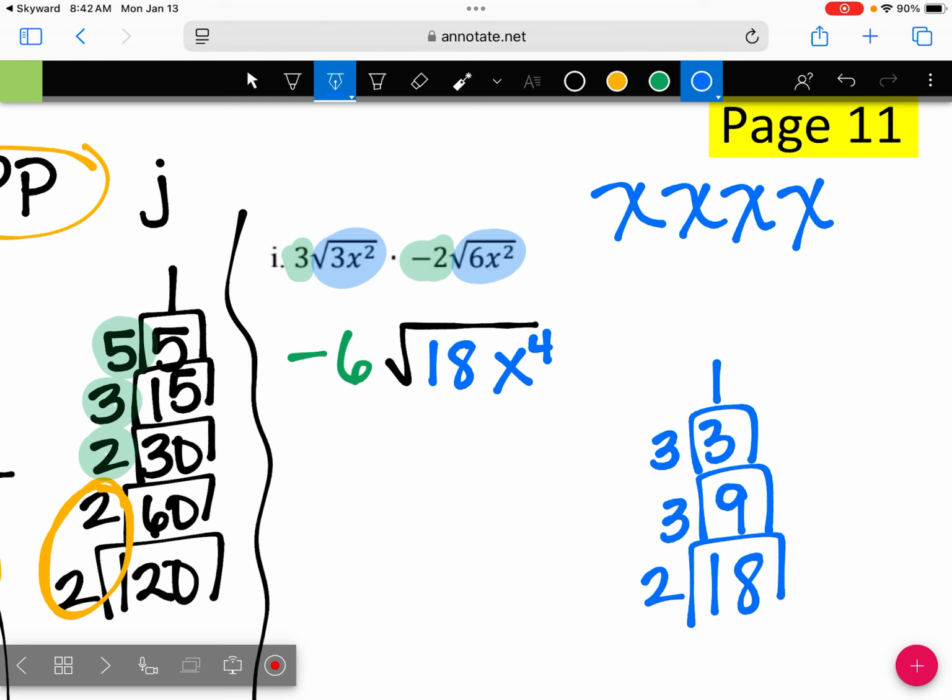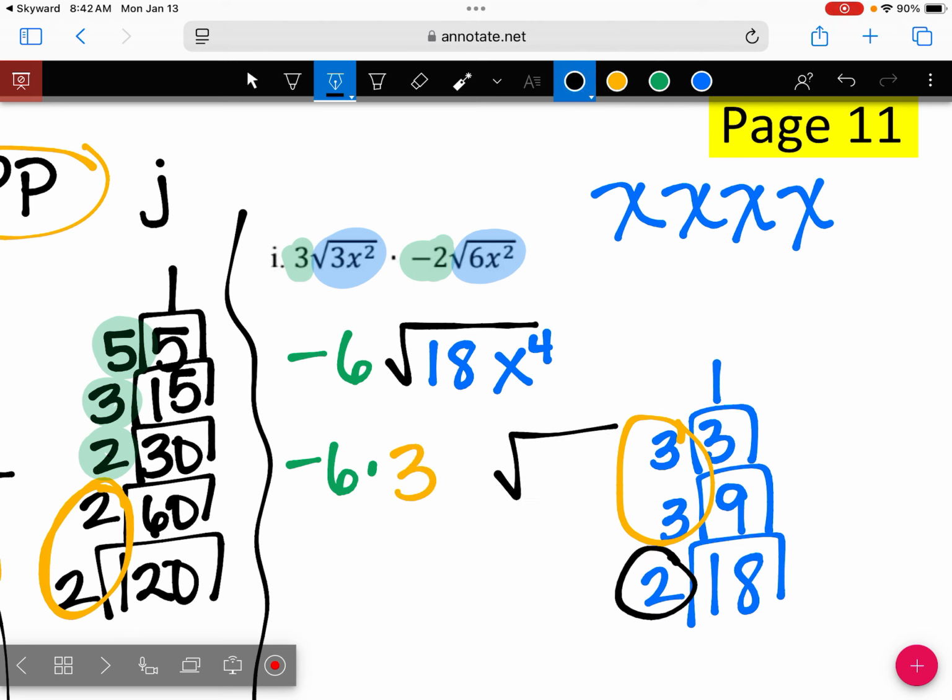Okay, so when you build your cake, did it look like this? Who had their cake look like that? Start off with a 2, and then after 2 doesn't work, then we go to 3, and then after 3 doesn't work, then we go to 5. Okay, so we have a pair of 3s that can come out. So I have -6 times 3. Then I make my square root. This 2 has to stay.